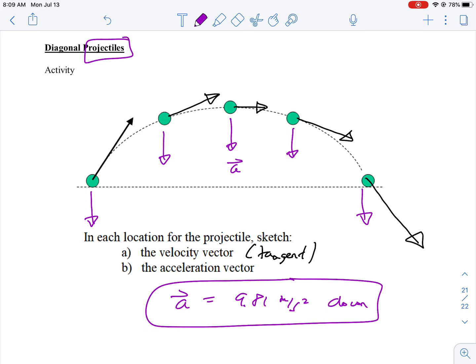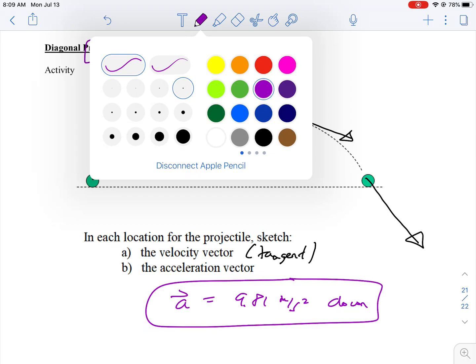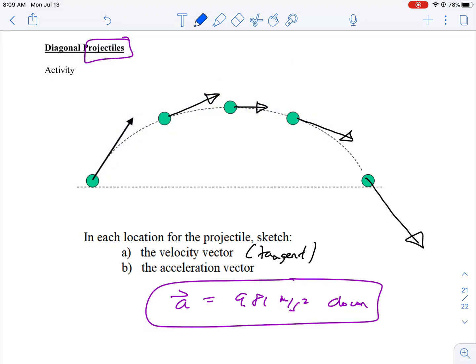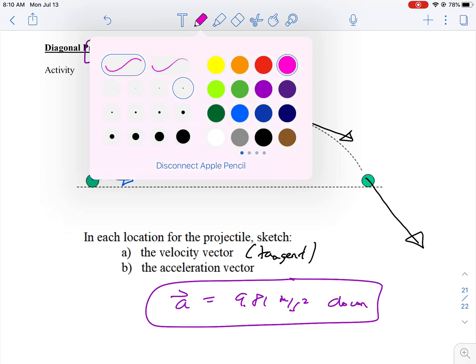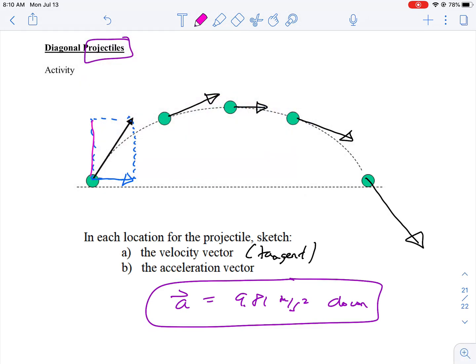Good. Okay, let me eliminate those parts. I just want to show you one more thing. Let's talk a bit about the components. This will inspire us for the next part of our lesson. Anytime you see a diagonal vector, you should be thinking, let's draw some components. In the first one, we have this horizontal component, and then we have a vertical component. Let me do them as two distinct colors. Those are the two components of the initial velocity.